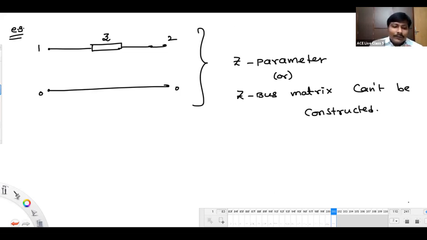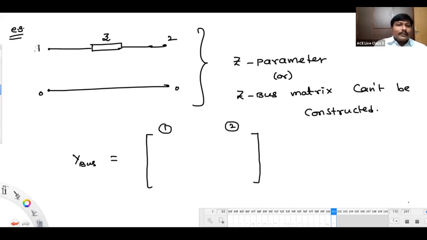Can we construct Y-bus for this one? Yeah, Y-bus, yes. Can you please tell me what is Y-bus for this one? Y-bus or Y parameters? Any name you can call for this. What will be the Y-bus matrix or Y parameters for this one? It's a bus 1, bus 2 you indicate. It's the reference node, of course. Bus 1, bus 2.